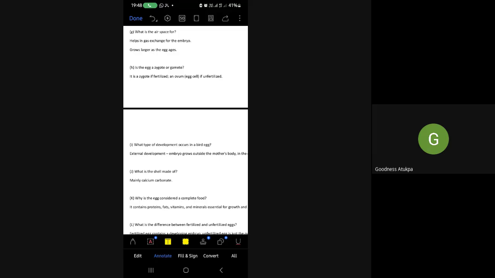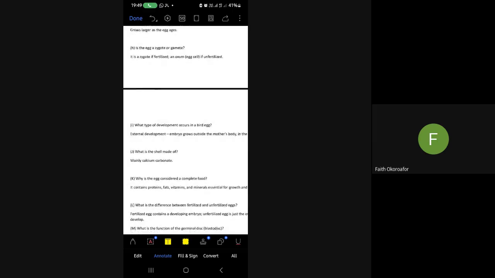So once the zygote is formed, cell division will continue to take place, and the zygote will continue to increase in size, in weight, and that is what develops into embryo. But immediately after fertilization, what is formed is zygote, and the zygote is what develops into the embryo. Do you get it? Yes, ma'am. So can we progress now?